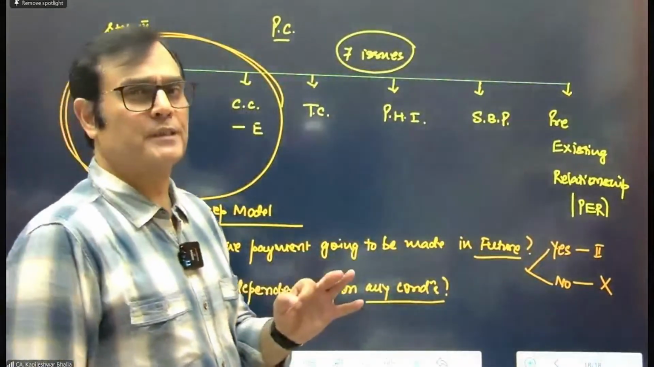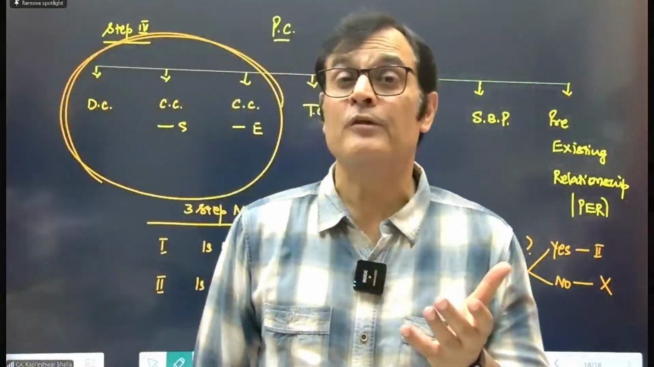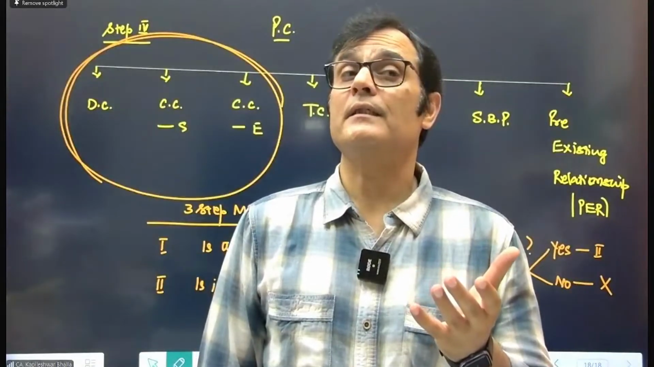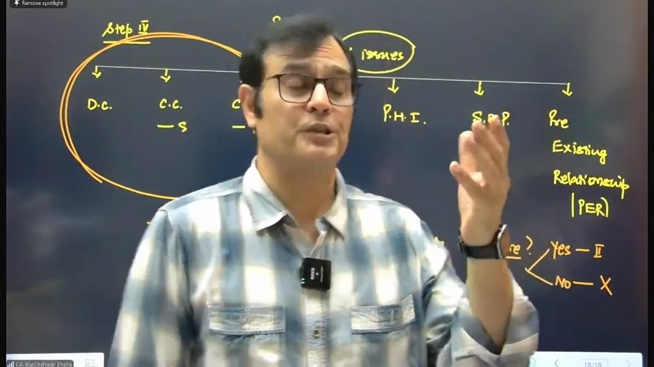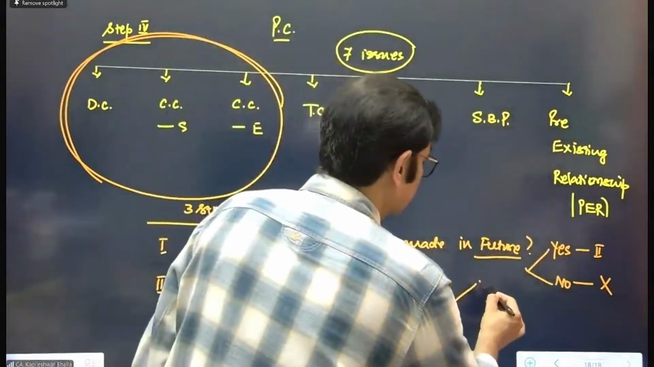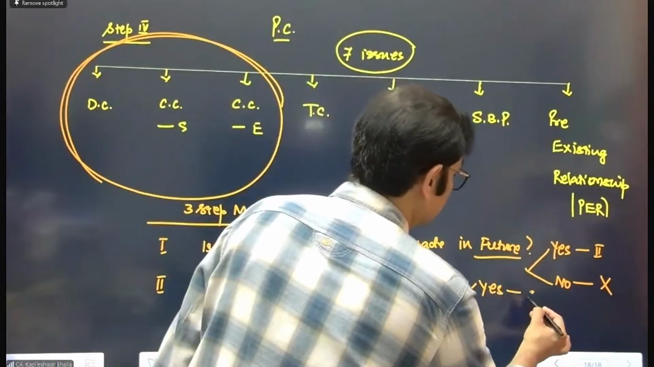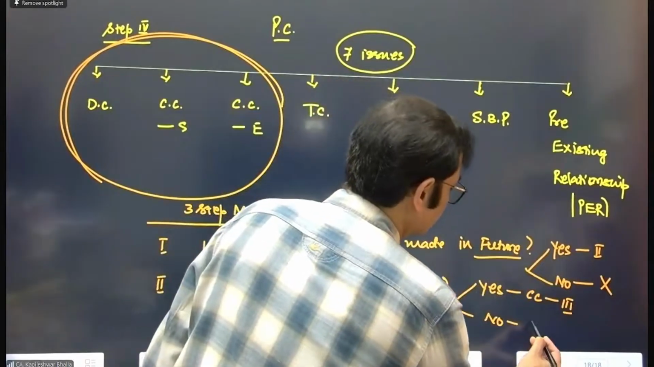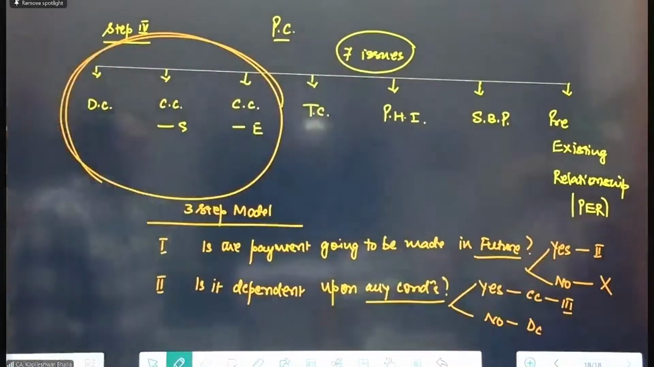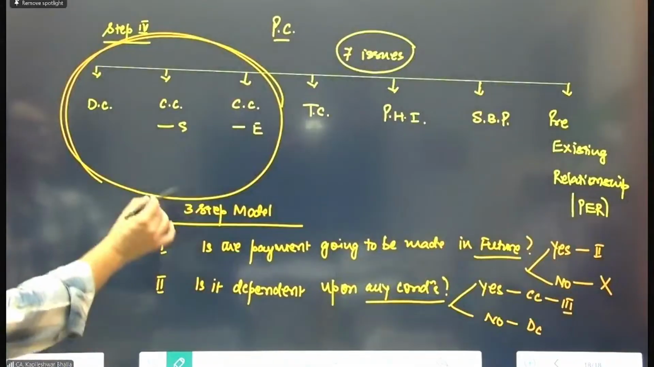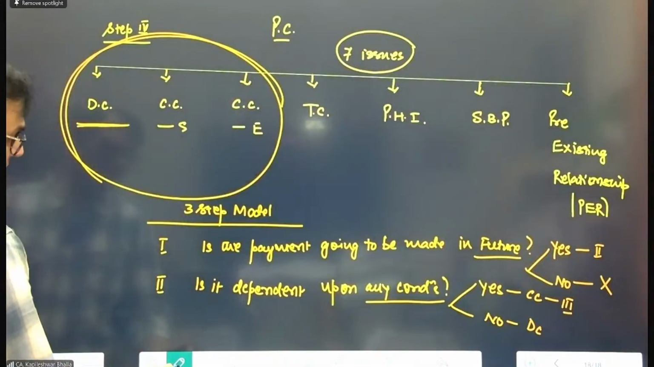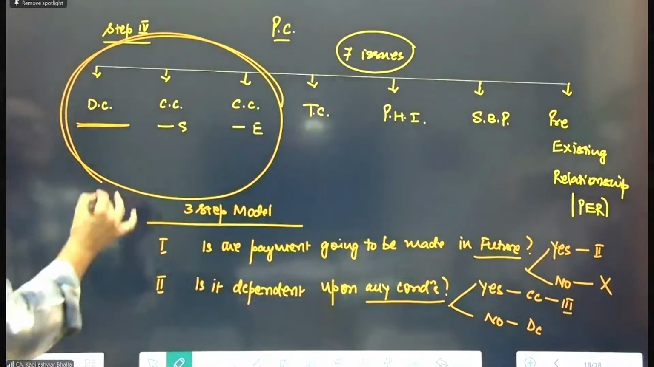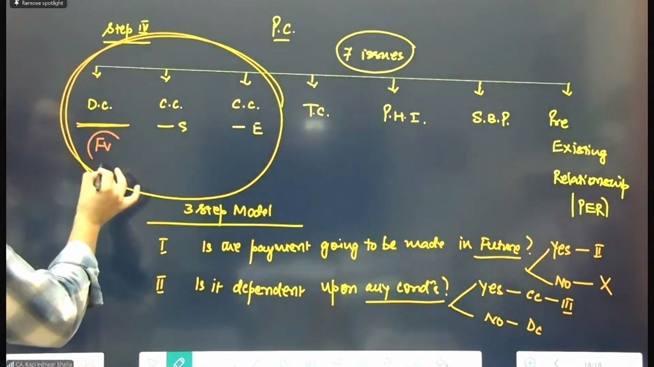If there are no conditions attached, it is a DC because it's a confirmed payment. But if there are conditions attached, then it is a CC because it is dependent upon the conditions, contingent. So when you say yes, there are conditions, it is CC, and I go to step number 3. But if you say no conditions, it is DC. And DC will be a part of the PC at a fair value.